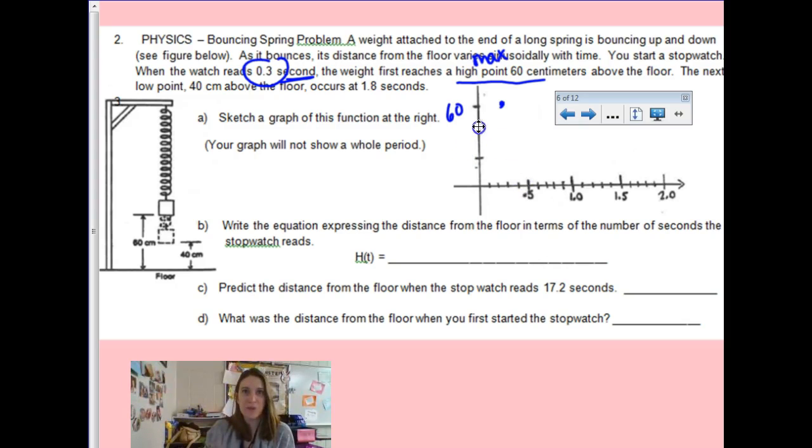So this is going to be another one of those. It starts at the top, so even though they said it's sinusoidal, we're going to use a cosinusoidal graph, and it's just going to be phase shifted over to the right a little bit. And then there's some other clues, I'm sure. The next low point is 40 centimeters above the ground, so there's the low line, the minimum, and it occurs at 1.8 seconds. So that'd be like right here.